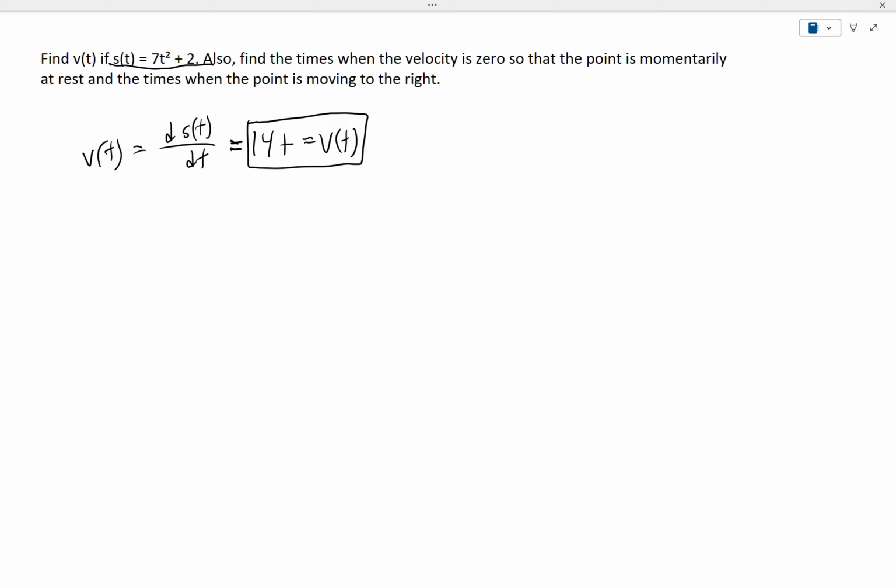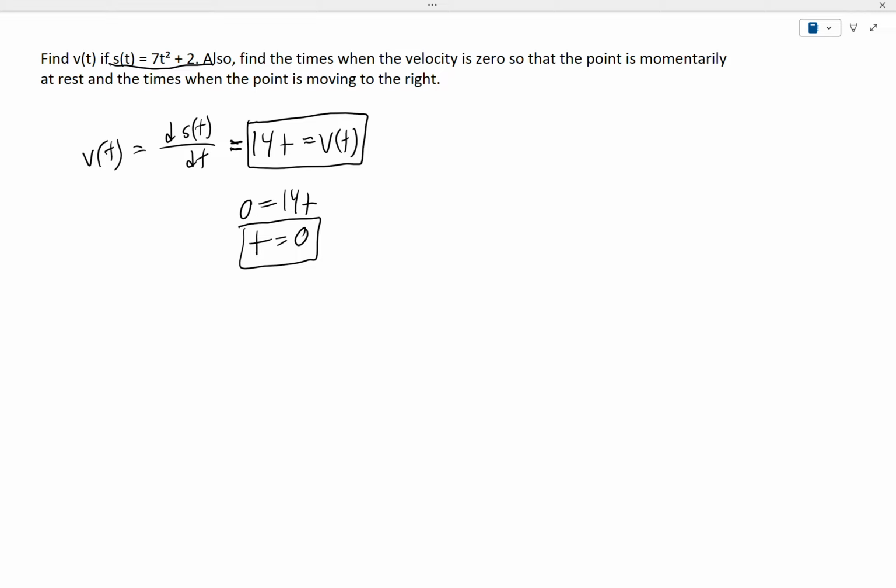For the next part of the problem, we're finding the times when the velocity is 0. So we're going to put 0 in for v of t. 0 is equal to 14t, and we're going to solve for t. So we divide by 14 on each side, we get t is equal to 0. So at time equals 0, we have 0 velocity. Okay, now let's do the next part.